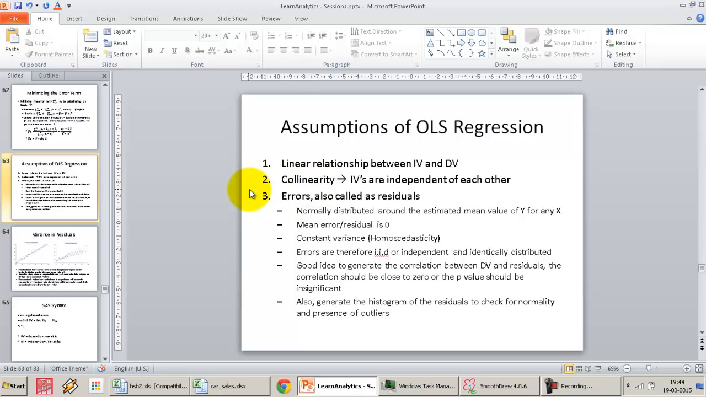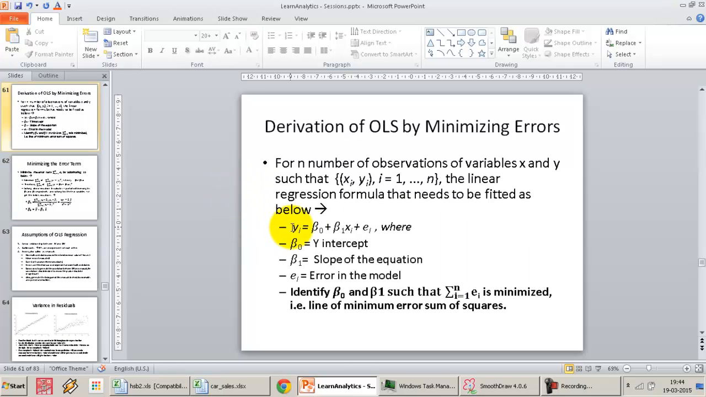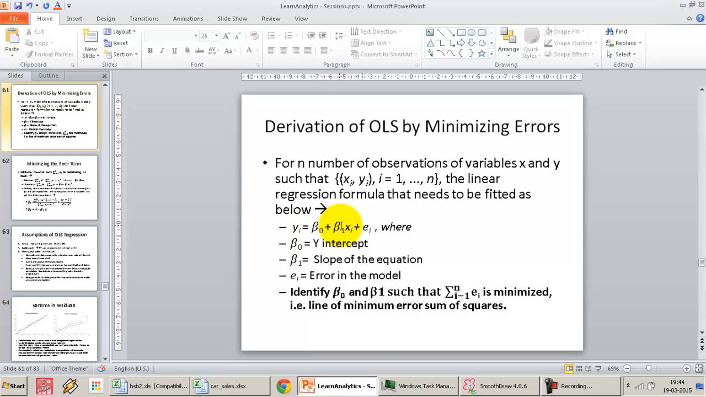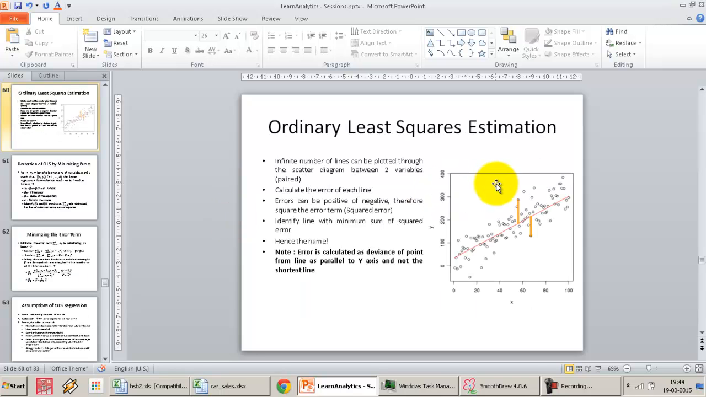And the third assumption is regarding the errors or the residuals in our model. As I explained before, in the regression formula we have an error term, where we say yi is equal to beta naught plus beta 1 xi plus the error term. This error term is the error in our regression, or the unexplained variance which our model will not be able to explain. As you can see in the scatter diagram between x and y, while we fit in the line of the least error, there will still be error.